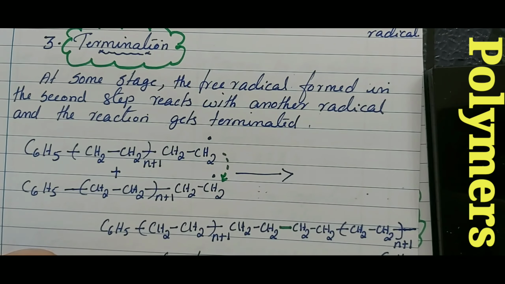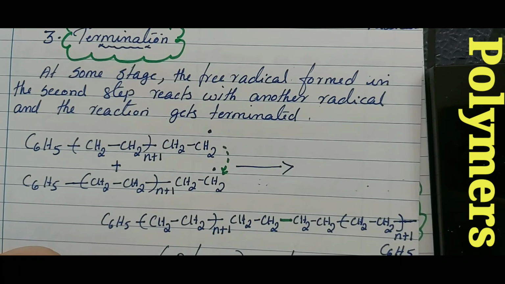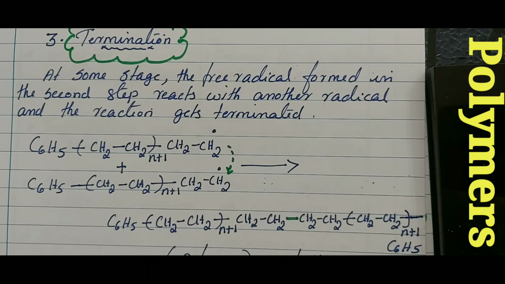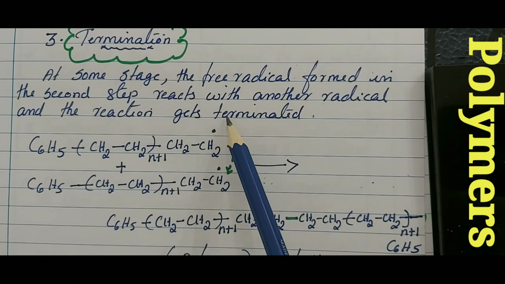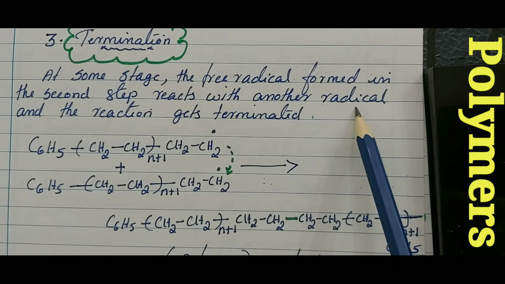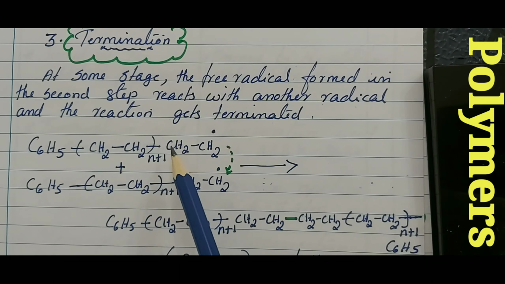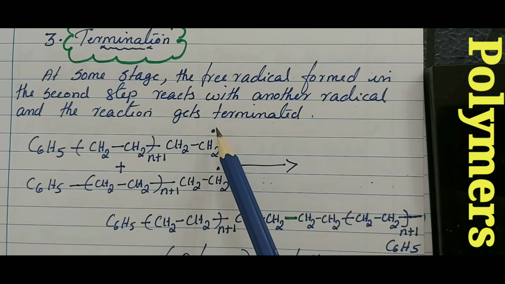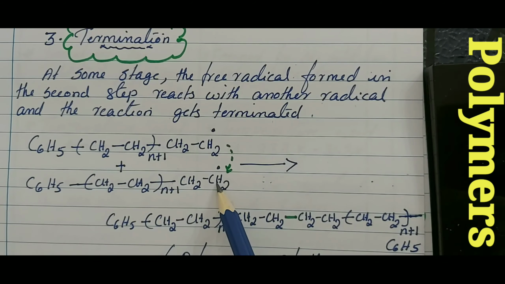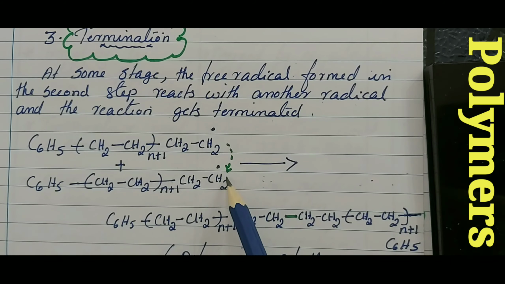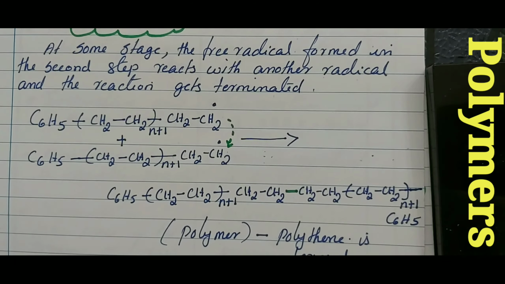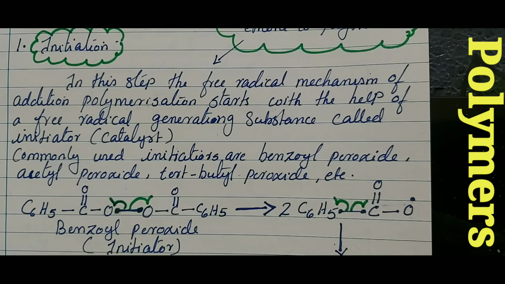See, this is termination. At some stage the free radical formed in the second step reacts with another free radical and the reaction gets terminated. See here, two molecules of similar free radicals I have taken. Now one electron is here, one electron is on this carbon. So this carbon and this carbon will form a bond. That bond I have shown here. So this is our polymer, that is polythene.